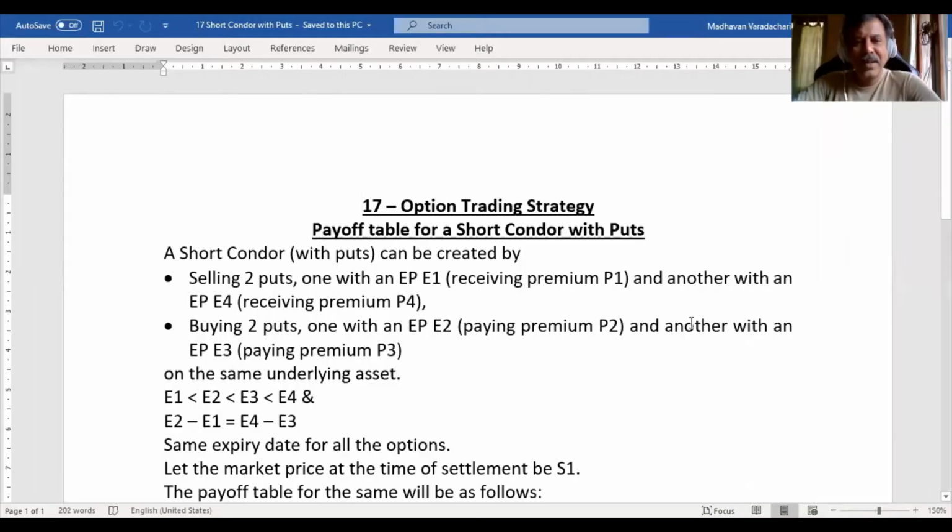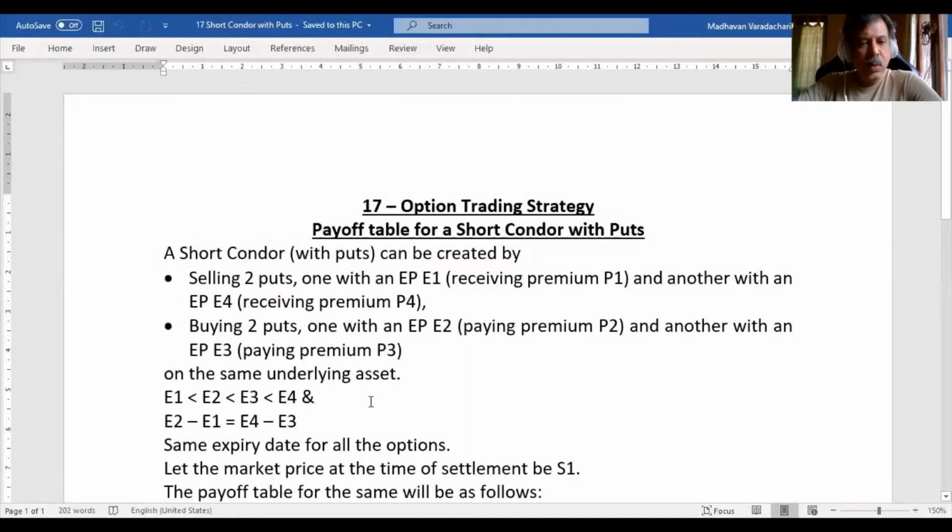Hello everyone. In this video, we will see about short condor with puts, another option trading strategy. It can be created by selling two puts, one with an exercise price E1 and another with an exercise price E4. Since we are selling, in both cases we'll be receiving premium P1 and P4 respectively. Then we buy two puts, one at exercise price E2 and another at exercise price E3. Since we are buying here, we will be paying premiums P2 and P3 respectively.